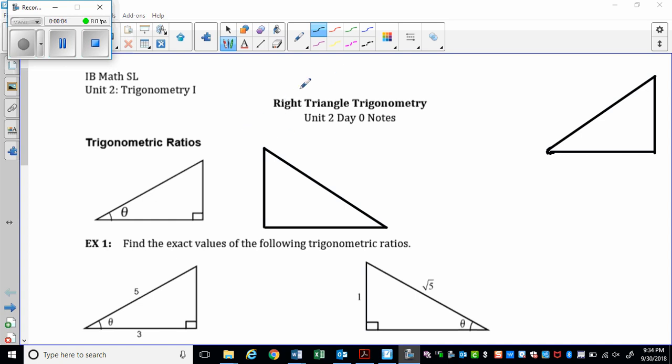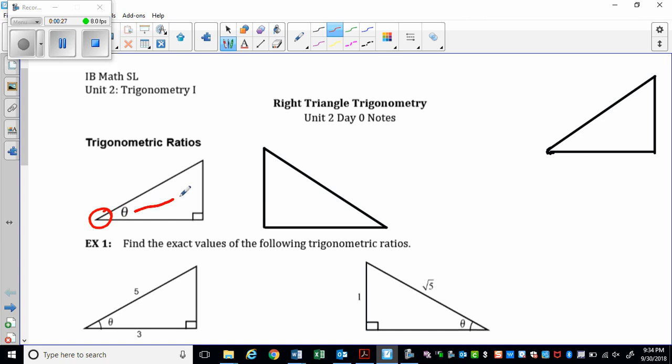Good morning. So this is just going to be an intro to our trigonometry unit. I want to go over how to label sides, the basics of the trigonometric ratios. So I know that this is my reference angle. Theta is my reference angle. And what we're going to do is use a color, circle your reference angle, circle that side.